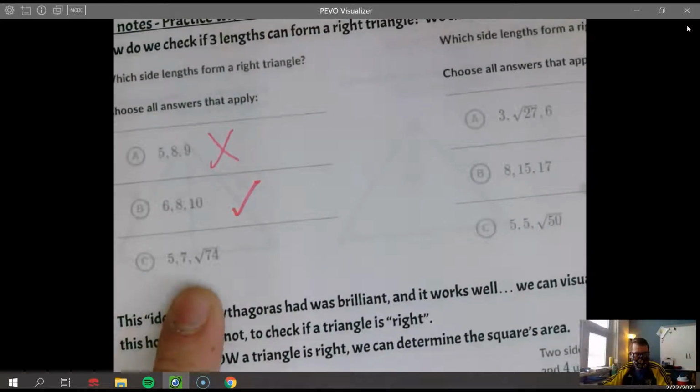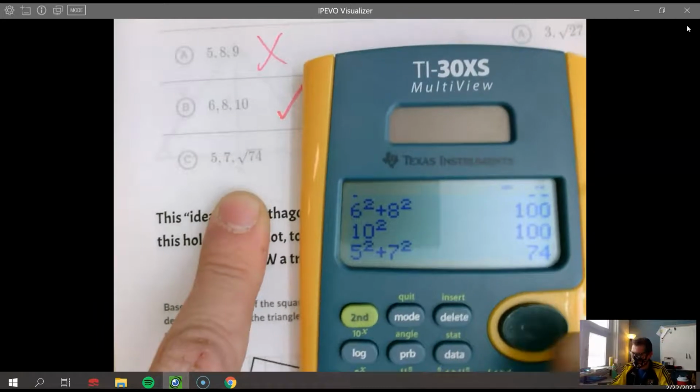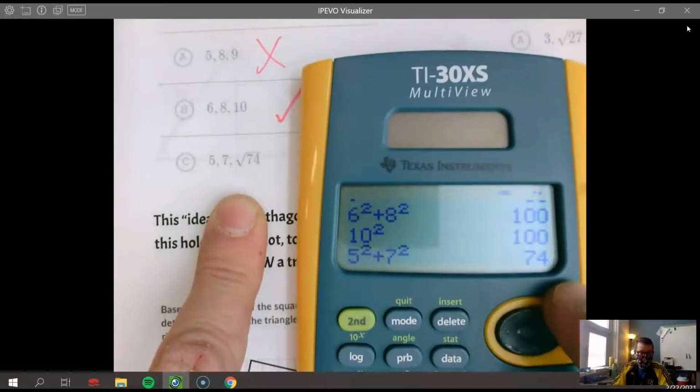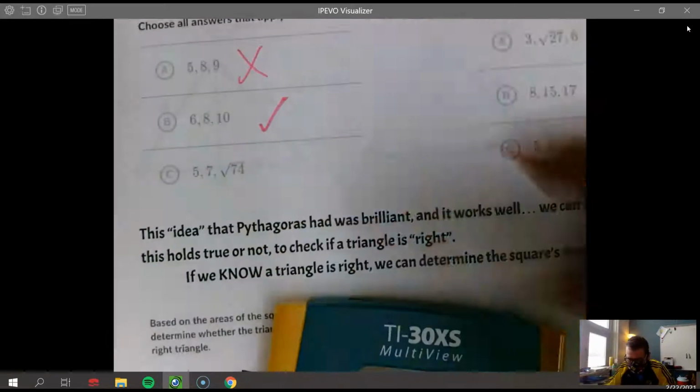Does C work out? Yes, because 5 squared plus 7 squared is 74. So C, the hypotenuse, would be the square root of it. So yes, C works here.